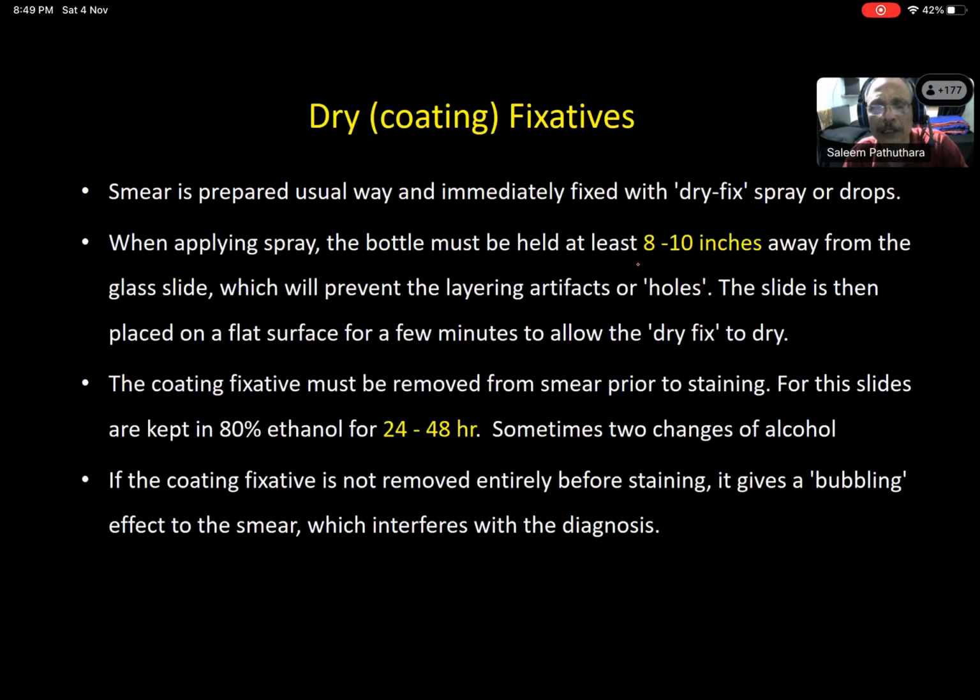The spray fixative has to be sprayed at least 8 to 10 inches away from the smear, so that the smear will not be altered and artifacts will not be made. If you spray very near, the smear can be disrupted. Once it reaches the laboratory, the spray or coating fixative on the smear has to be removed. For this, smears have to be kept in 80% methanol or ethanol for 24 to 48 hours. Once the coating fixative is removed, it is ready for the next step, staining. If it is not removed completely, we can see small bubbles on the smear, so the methanol has to be changed for one more 24 hours. We can keep it till the coating fixative is removed completely.